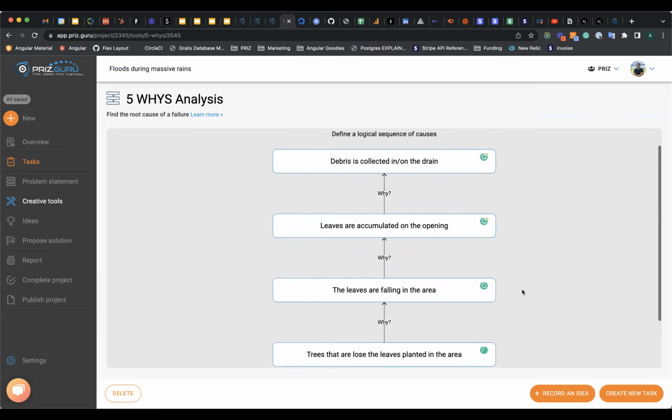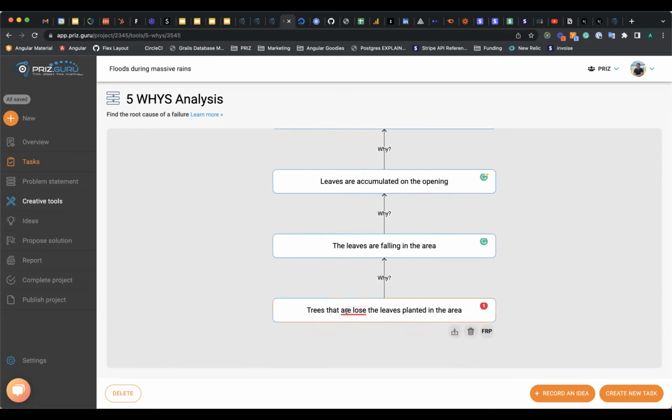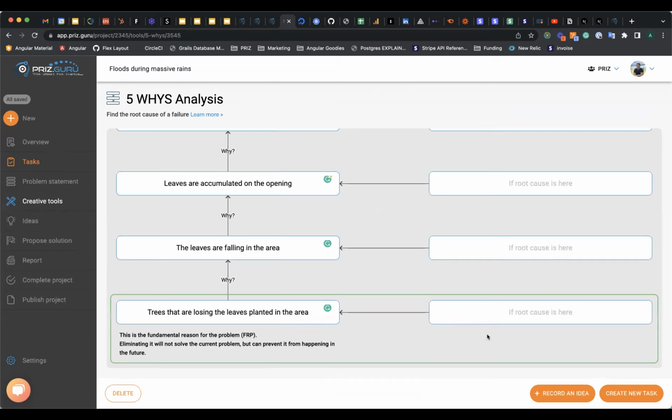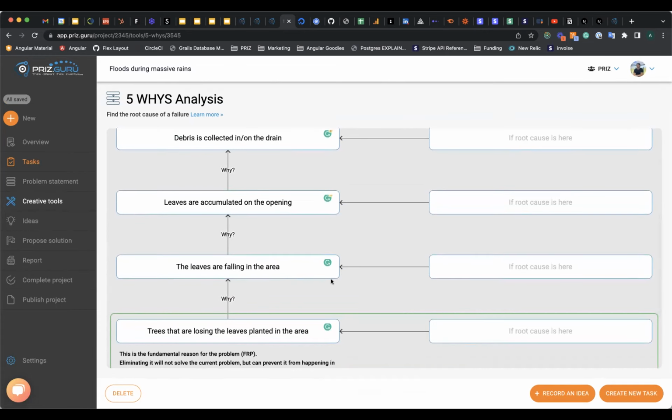Okay. And I think we can stop with this. So we can stop here. And again, this is a fundamental reason for the problem, or we can decide this is a fundamental reason for the problem, right? And we mark it as such. In this case, we got four reasons. It could be 50 equally.